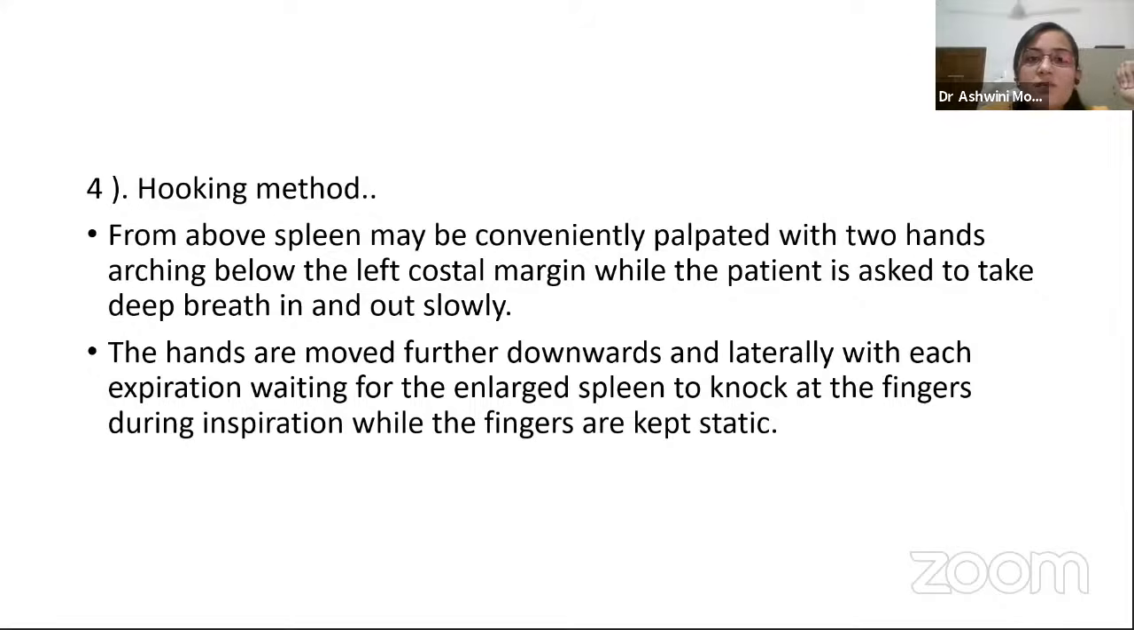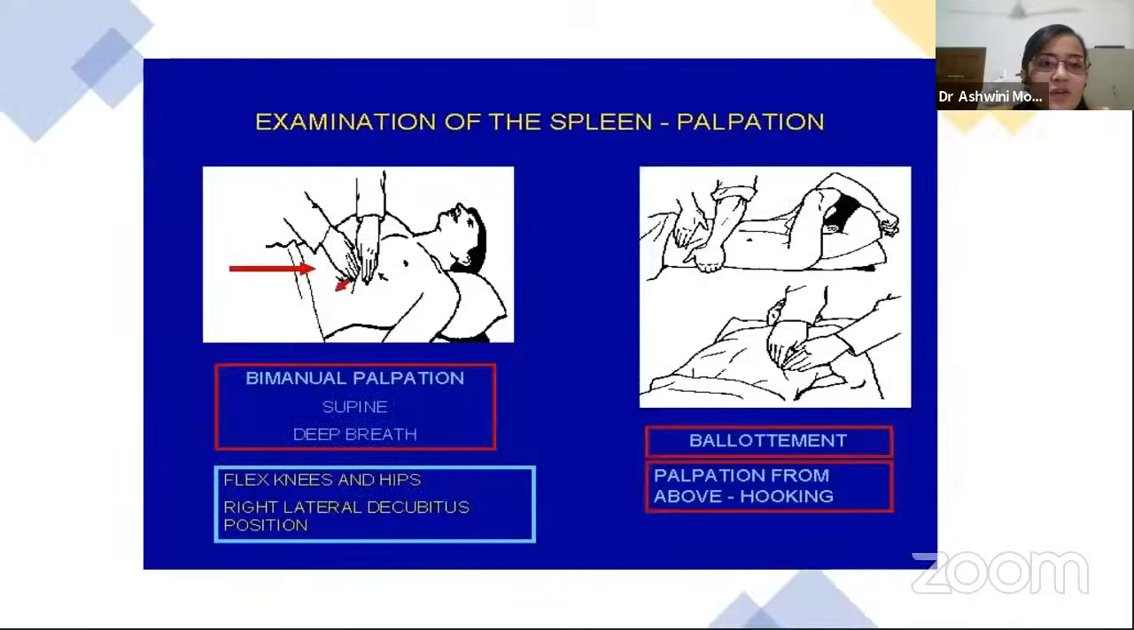From above, the spleen may be conventionally palpated with the two hands arching below the left costal margin, while the patient is asked to take a deep breath in and breathe out slowly. The hands are moved further downwards and laterally with each expiration, waiting for the enlarged spleen to knock at the finger during inspiration, while the fingers are kept static. In inspiration, we do not have to move. In expiration only, we are moving. As the organ comes down in inspiration, we can feel the knock of the organ over the fingertip.